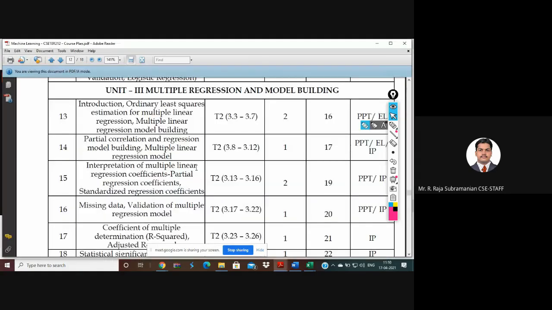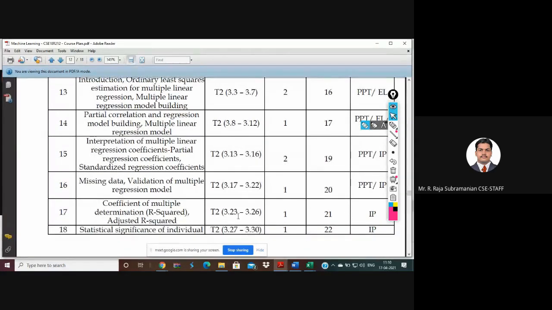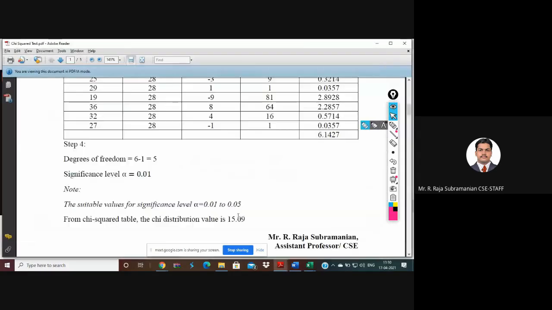Go to the course plan. After that we have missing data analysis, R squared and statistical significance. That is actually the next thing. Missing data analysis, we actually have a PPT-like structure there in IBM. I'll go for the next problem, that is chi-square testing.